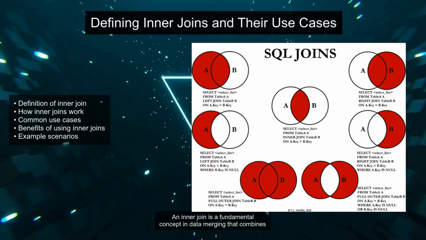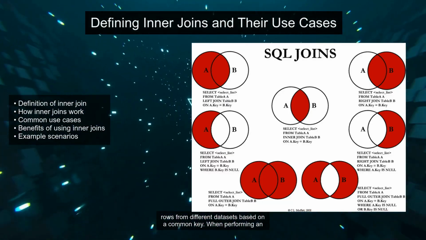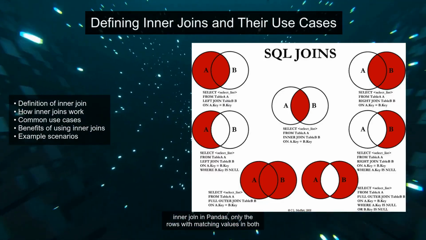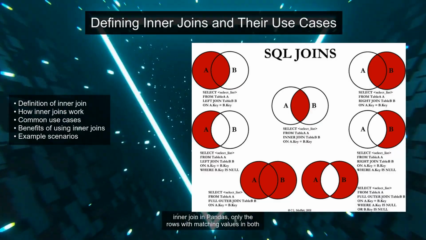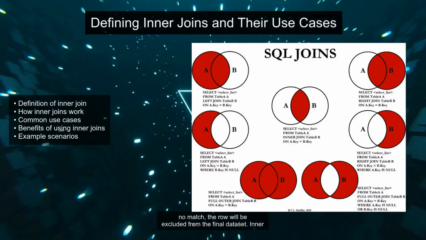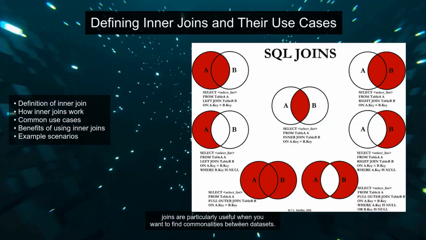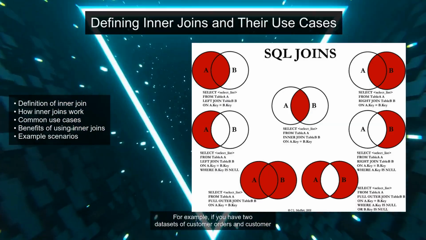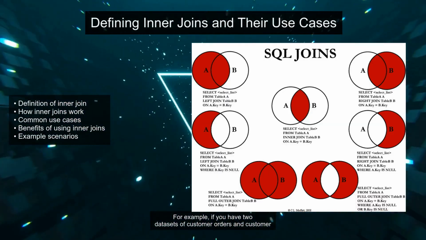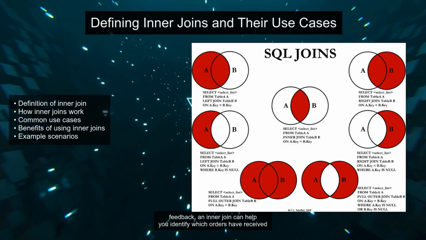An inner join is a fundamental concept in data merging that combines rows from different datasets based on a common key. When performing an inner join in Pandas, only the rows with matching values in both datasets are included in the result. This means that if there is no match, the row will be excluded from the final dataset. Inner joins are particularly useful when you want to find commonalities between datasets. For example, if you have two datasets of customer orders and customer feedback, an inner join can help you identify which orders have received feedback.